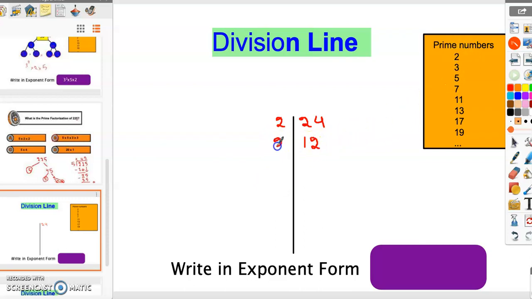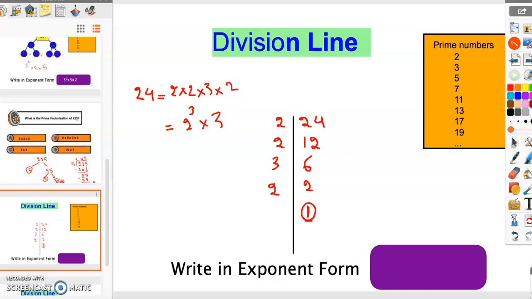So 12 divided by 2 equal to 6. 6 divided by 3, for example, equal to 2, and 2 divided by 2 equal to 1. When the answer here is equal to 1, then the division ends. So 24 is equal to 2 times 2 times 3 times 2. Or if you want to write it in exponent form, it's equal to 2 cubed times 3.